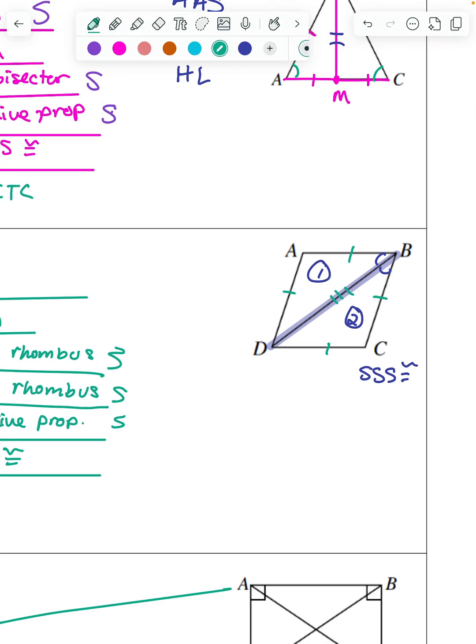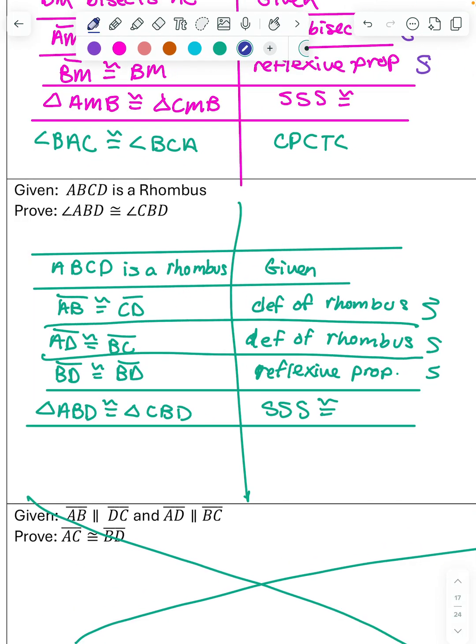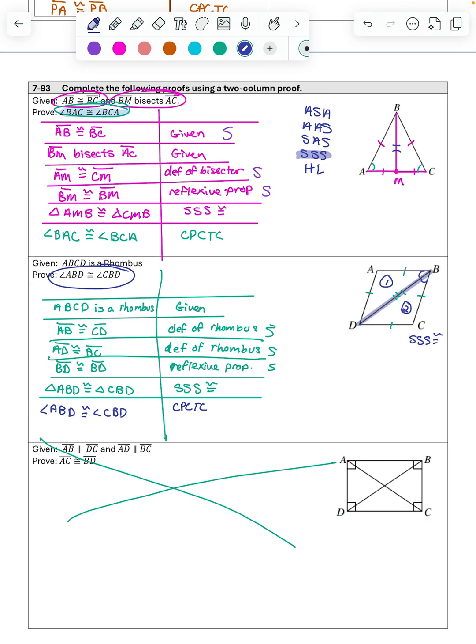Because the entire triangles are congruent, I can say their little parts are congruent, so I can now say what I was trying to prove in the first place: that angle ABD is congruent to angle CBD. And this is because of CPCTC. So that's what we have for T-chart proofs.